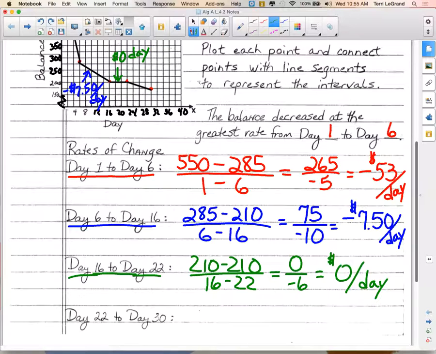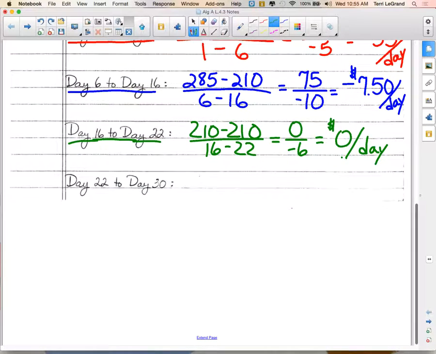Thank you, Seth. Yeah, it's even. It's a horizontal line. Remember, horizontal lines on graphs we said mean no change, right? So we should have expected that the balance would not change in this one. Okay, now go ahead, work ahead and get the last one for me.